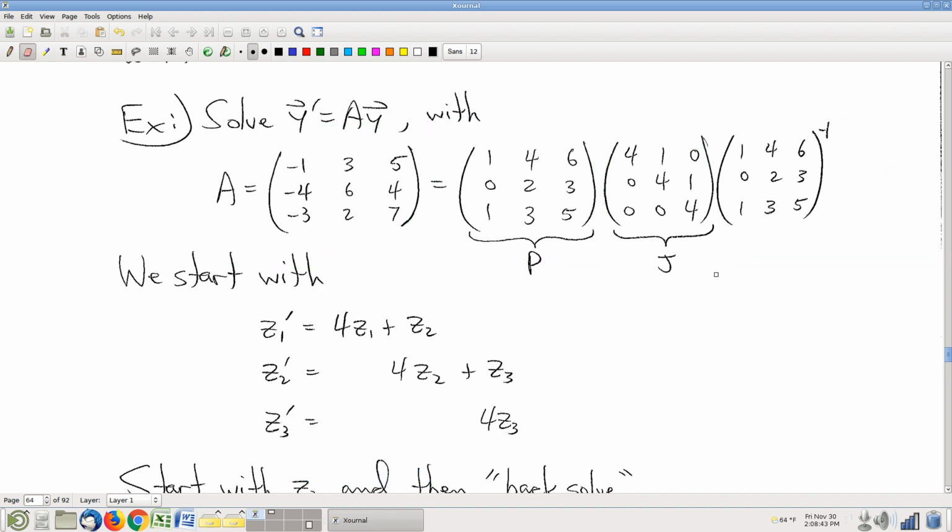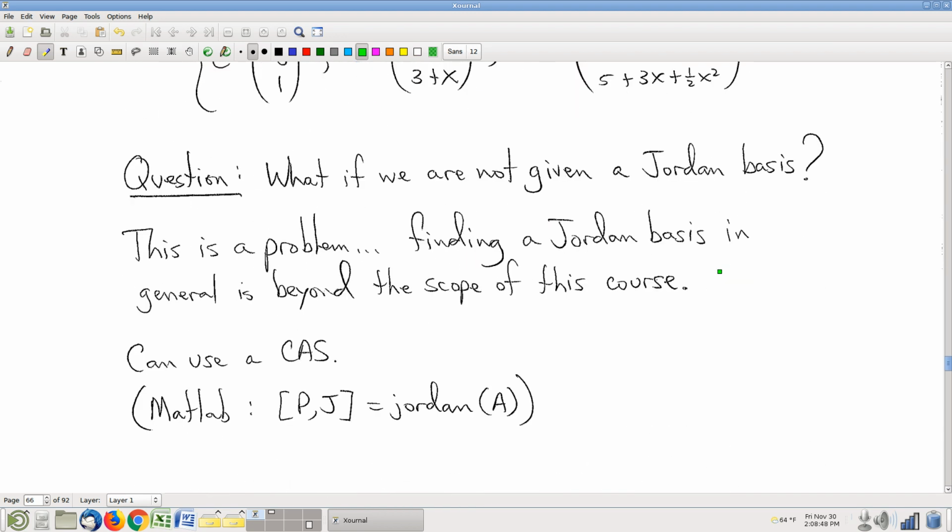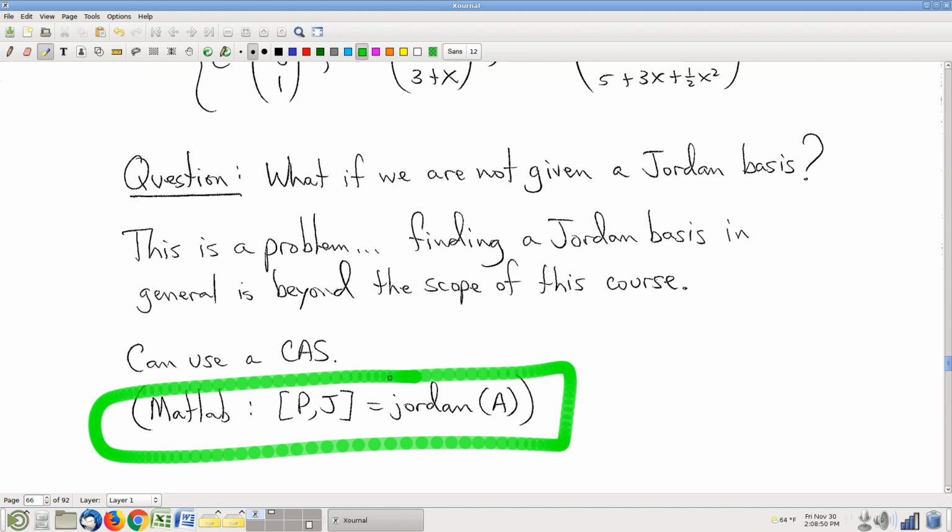And there's a couple answers to that question. One is, in the real world, use Matlab. Boom. So there's the syntax and everything. This will tell you not only what the Jordan form is, this will tell you what the P matrix is that executes that Jordanization, and off you go. So that's nice.